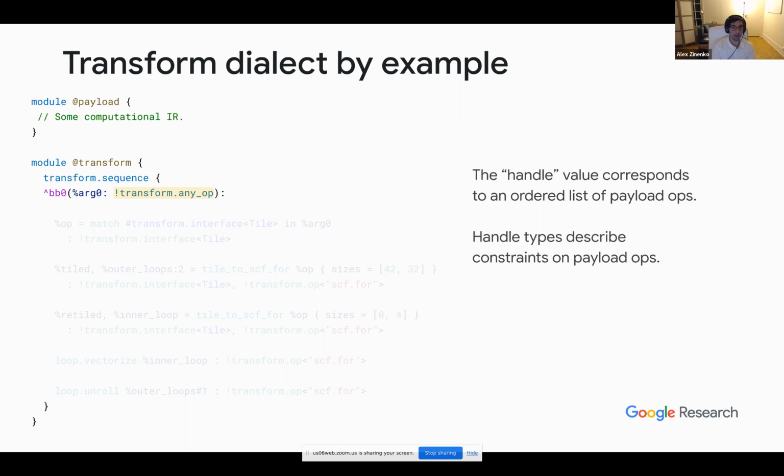Why is it good? It lets transformations make explicit the assumptions they make about the operations they transform. If we have a loop transformation, it makes an assumption that the operation it works on is a loop. Typically, it means implementing a loop-like interface, but it can also be something more complex, and the transform dialect infrastructure will take care of verifying whether the operations associated with this handle value satisfy the conditions or not. And if they don't, it will just return failure and provide you with an error message.